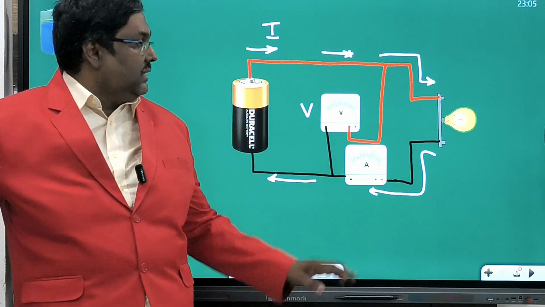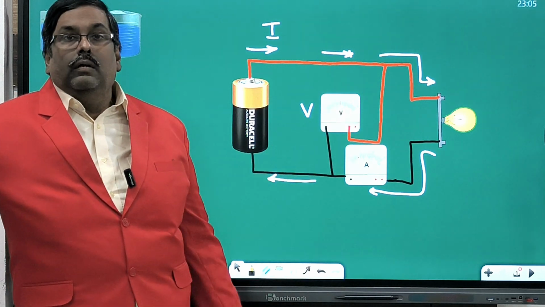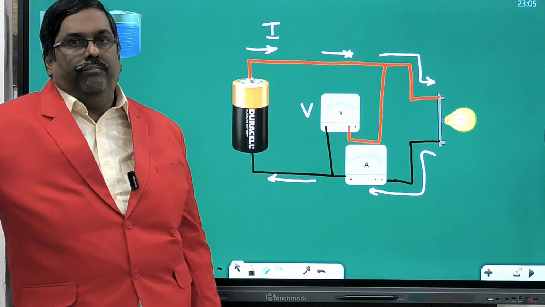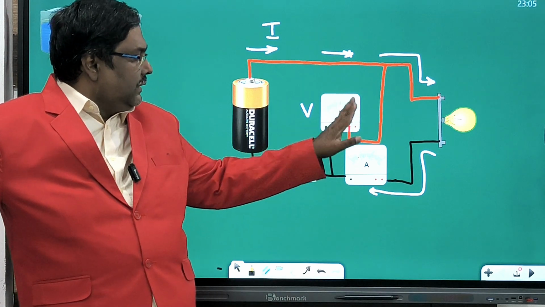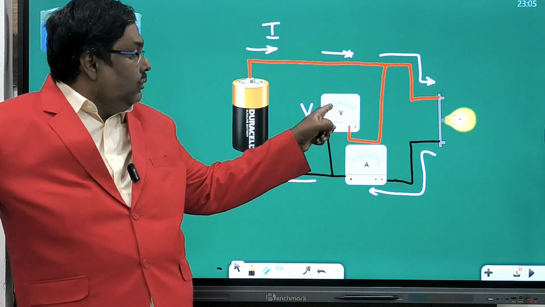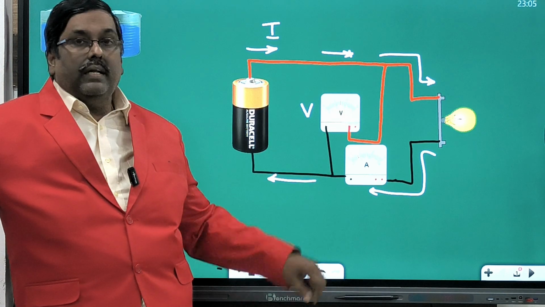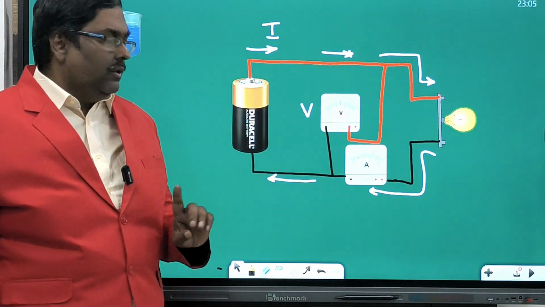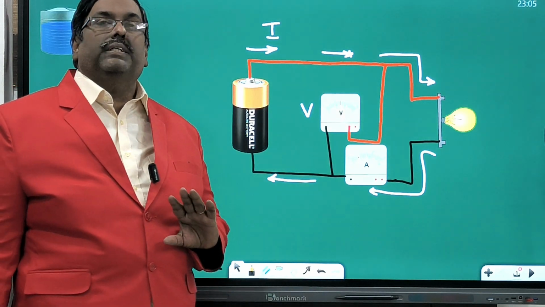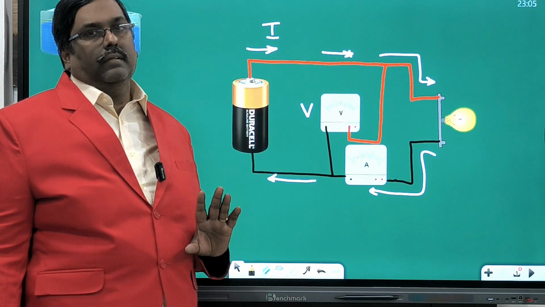What is an ammeter? What is the difference between an ammeter and a voltmeter? No difference, both are the same. This is also a voltmeter, this is also a voltmeter. But now this is acting as an ammeter. There is one thing you remember: there is no meter for measuring amps current.